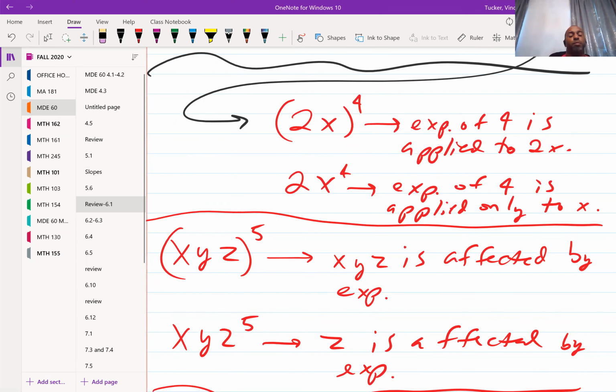If I have (xyz) in parentheses raised to the 5th power, that means x, y, z is affected by the exponent of 5. But if I have xyz to the 5th power with no parentheses, only the z is affected by the exponent. Any questions on that?